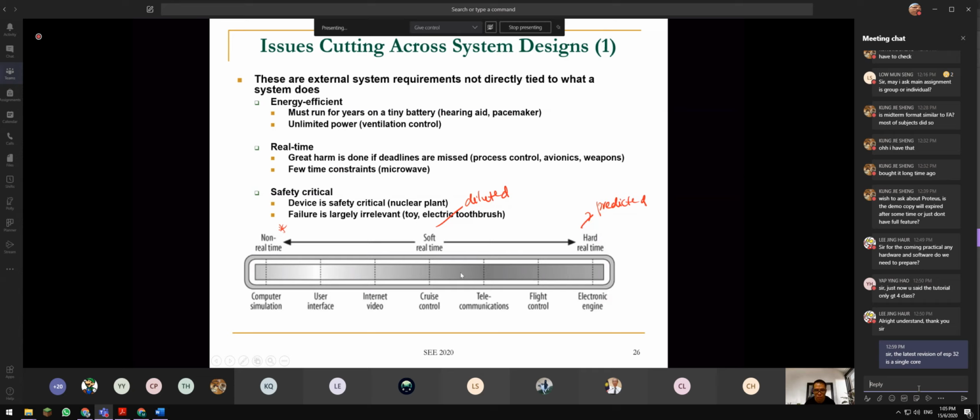Soft real time means the time is diluted. What do you mean by diluted? Within 20 to 30 milliseconds is perfectly all right. That is what we mean by diluted. Let's say, for example, when you watch a movie, 20 frames per second or 25 frames per second is probably not much different. You wouldn't see it, or even if it's very slow, it doesn't matter. It wouldn't bring any problem to the user.